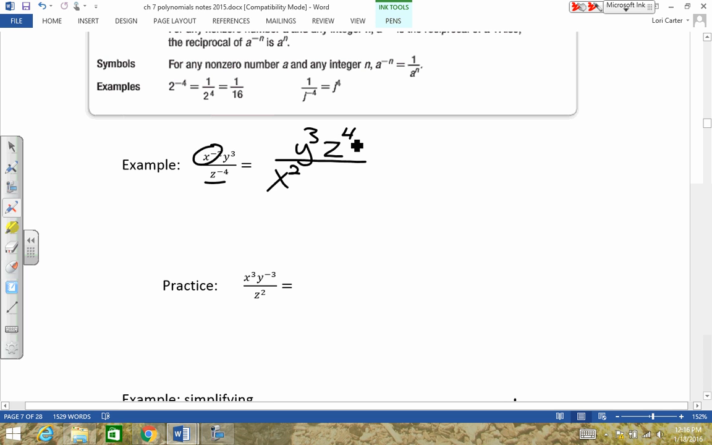Stop. I got two questions. When it goes down, it becomes positive? Yes, whenever you move it, it becomes positive. So this was negative in the numerator, so he moves to the denominator and becomes positive. He was negative in the denominator, so he moves to the numerator and becomes positive. So they switch. They cannot stay negative. They just have to move. So this guy moves down and becomes positive. This one moved up and became positive. Are we getting it? Got it.